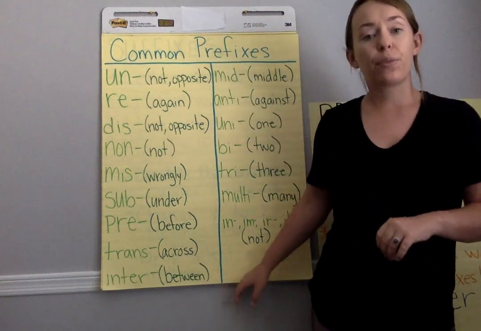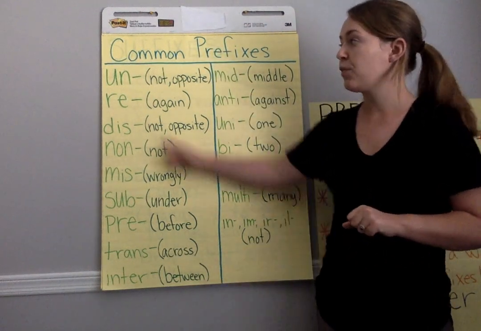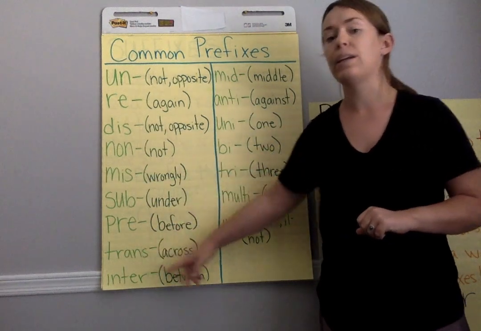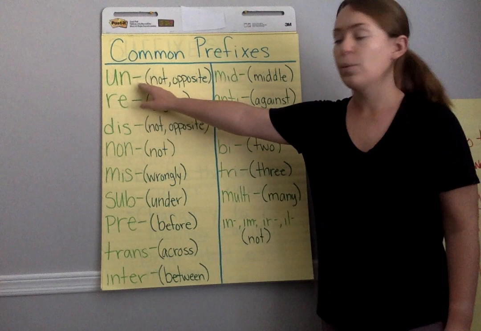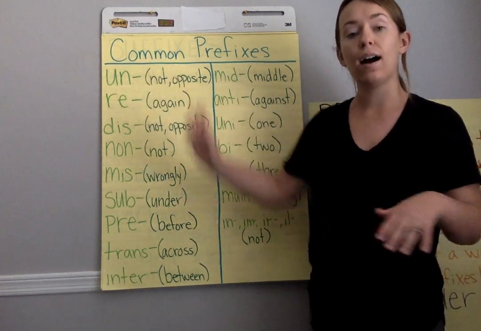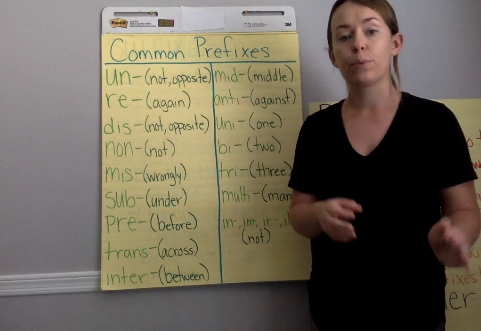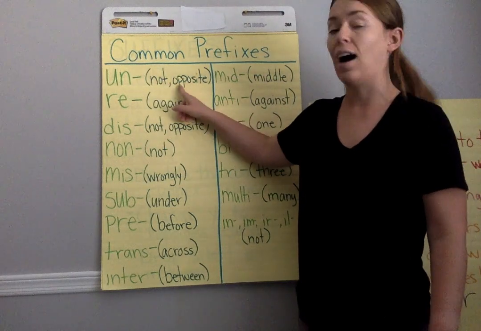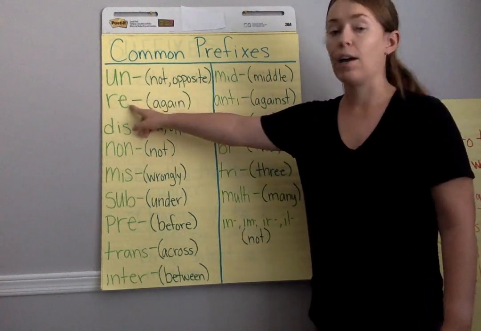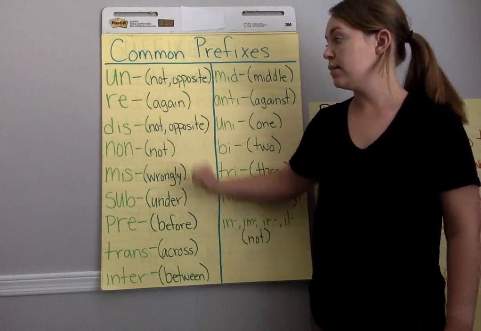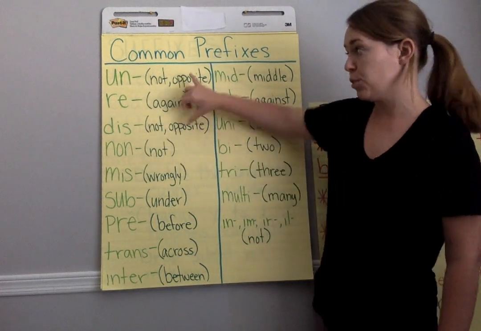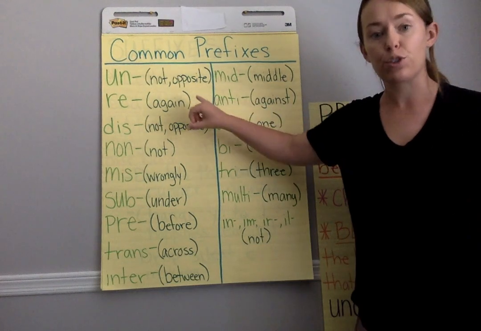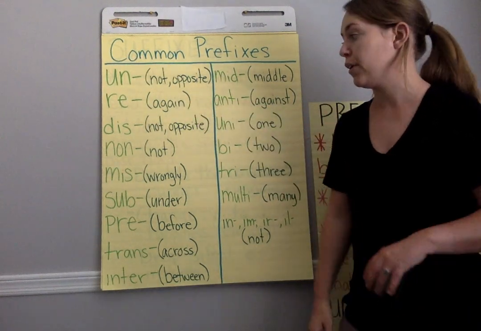So we're just going to run through this really quick. So we've got our prefixes in this light green and we've got their definitions in the dark green, okay? So we start with the prefix un. When un is added to the beginning of a root word, it means not or opposite. We've got re, which means again, dis, which is also not or opposite. So with these ones, you just have to figure out which one is the right one for the root word.